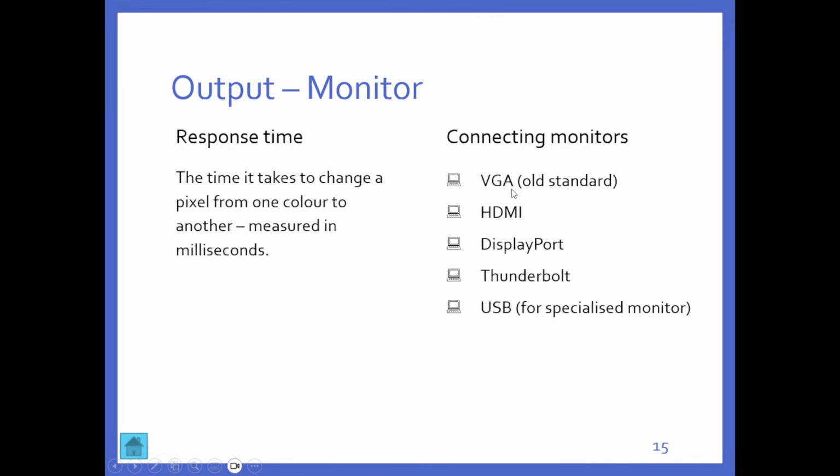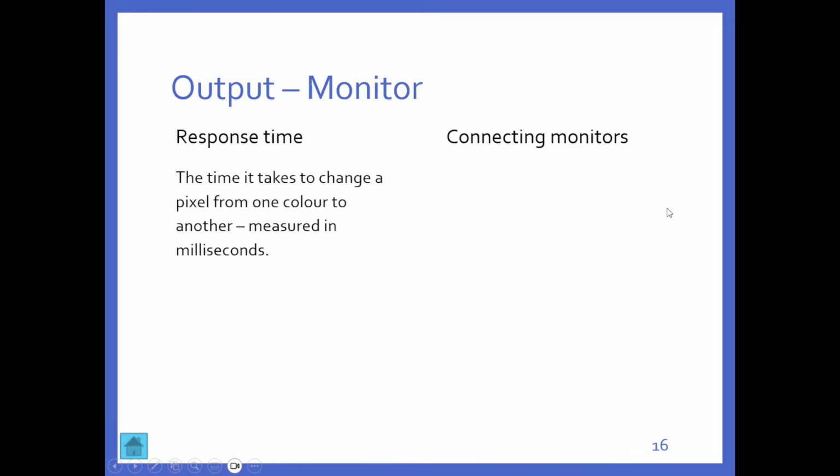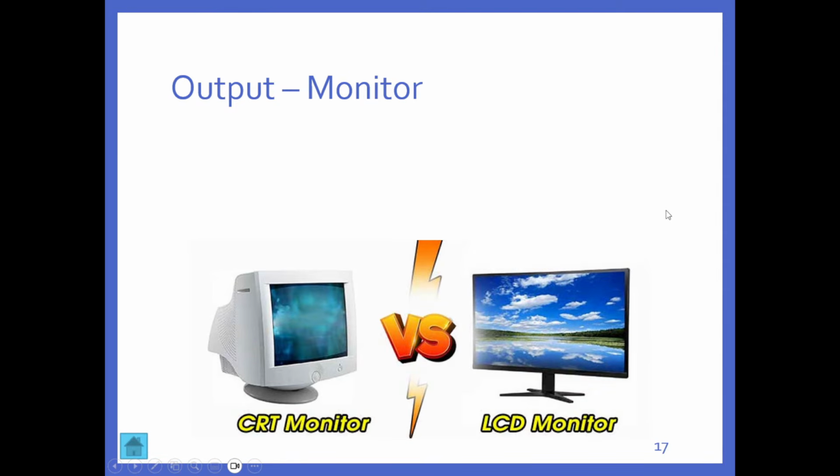VGA, our video graphics adapter, meaning only video is transferred from your PC to the monitor. HDMI is your high definition multimedia interface, which means now that we can transfer video and audio through one cable. So when I plug HDMI into my desktop and I plug it into the monitor, it's going to transfer audio and video. Okay, so that's fine. Then we have some of our older monitors.